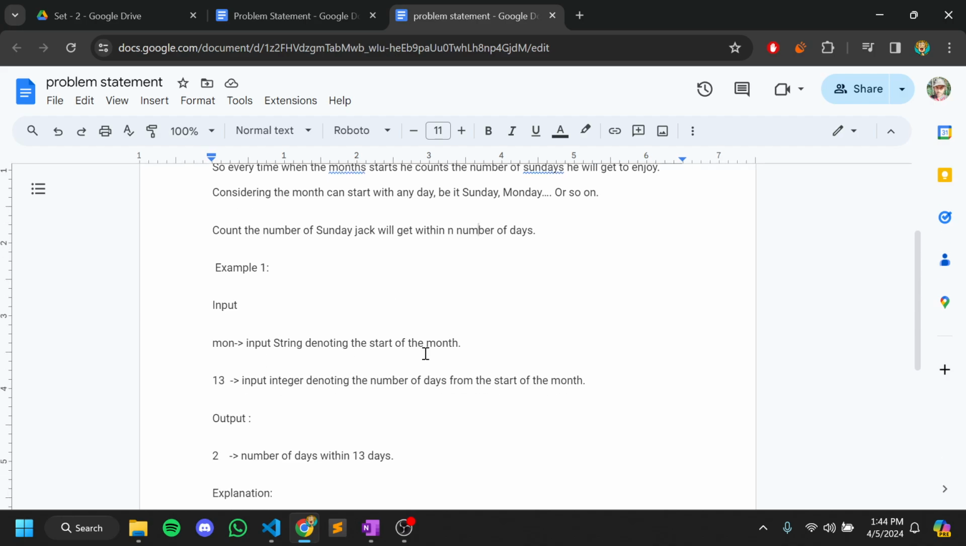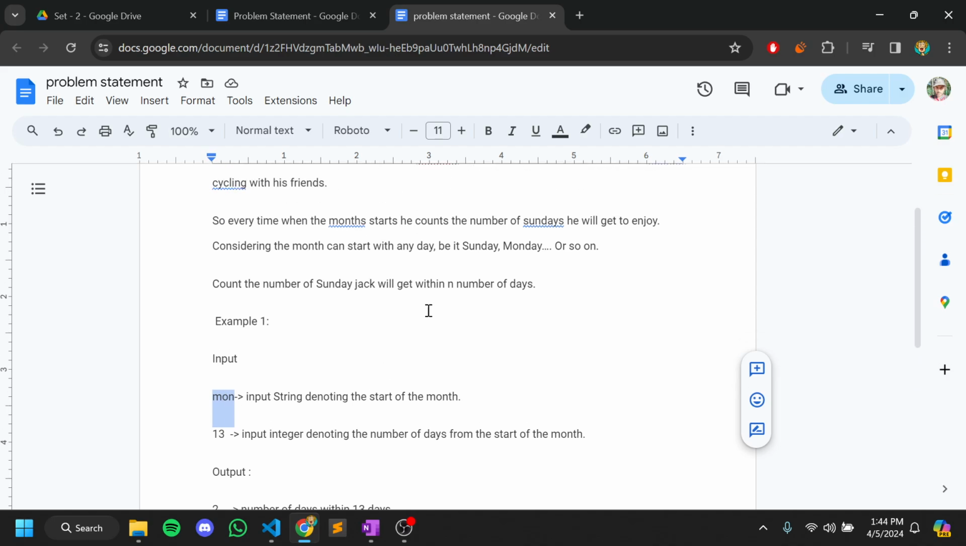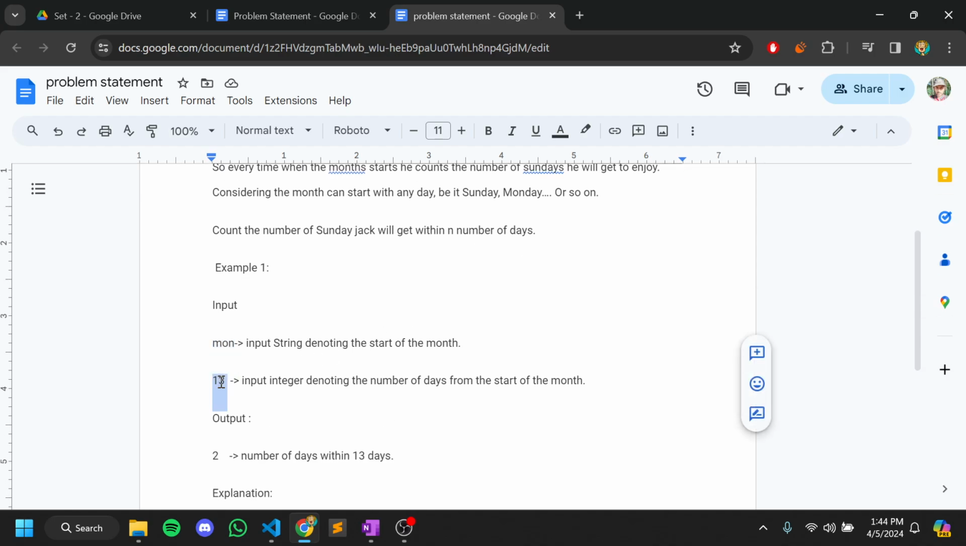So basically, you are given two arguments. You are given a string S, which will represent the first three alphabets of a particular day, and then you're given an integer d. So basically you're given Monday and you're given 13. You need to find how many Sundays will come within these 13 days of time starting from a Monday.